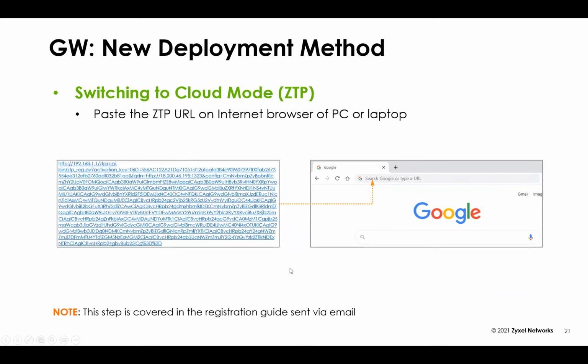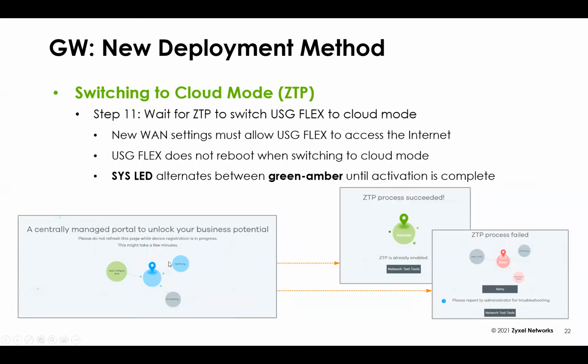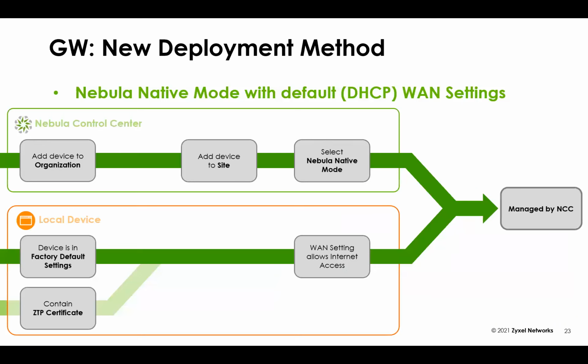Once you've run that link, it'll go through the whole process of getting it up and ready in the cloud. There will be several different checks that it goes through. It'll check to make sure that it can apply the configuration from the cloud. It'll verify it, and then it'll activate it. And then it'll tell you if the ZTP process has succeeded. If the ZTP process has failed, you'll have to go back and redo the whole process over again. Now, as you can see, this is a very long process. It is a little bit cumbersome, and that's why we have this new mode for native mode.